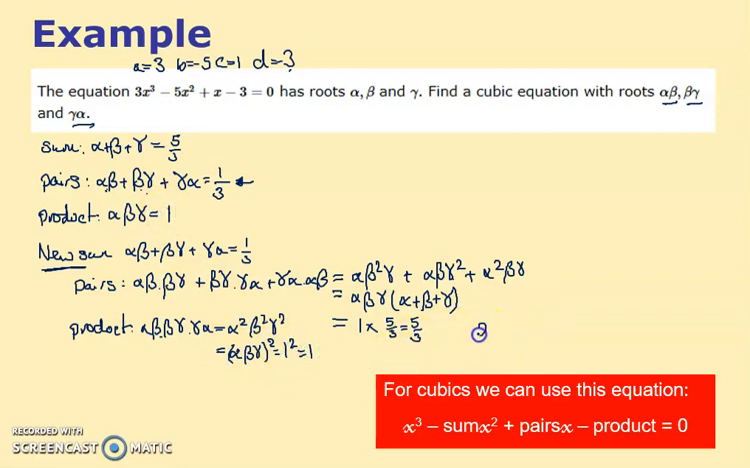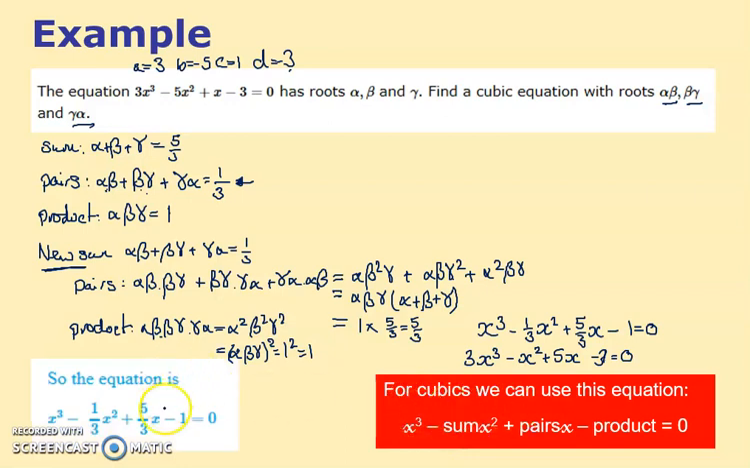So what's my equation? My equation is x cubed minus the new sum, which is 1/3 of x squared, plus the pairs. What's the pairs? So it's 5/3 of x minus the product. What was the product? It was 1 equals 0. And of course, usually you would times everything by 3 in this case to get 3x cubed minus x squared plus 5x minus 1. Oh, minus, got to times by 3. Nearly went wrong there. Minus 3 equals 0. So what is my answer meant to be? Oh, they've just left it as that. But I've got that right, and I've now got that right as well.